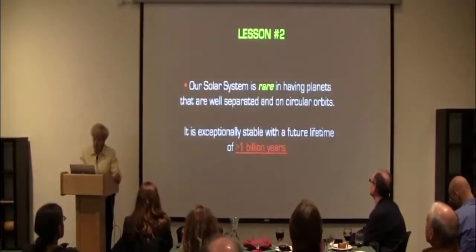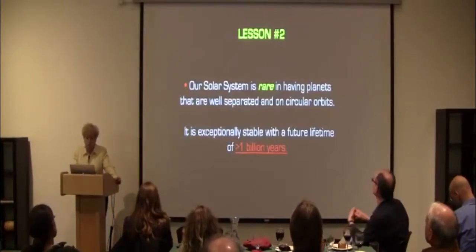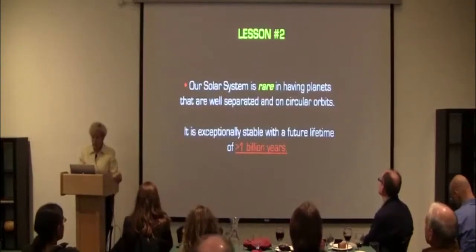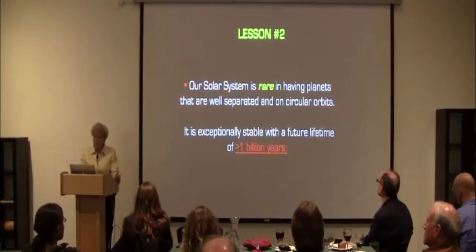Lesson number two, our solar system is rare in having planets that are well separated and on circular orbits. It is exceptionally stable with a future lifetime of at least 1 million years.